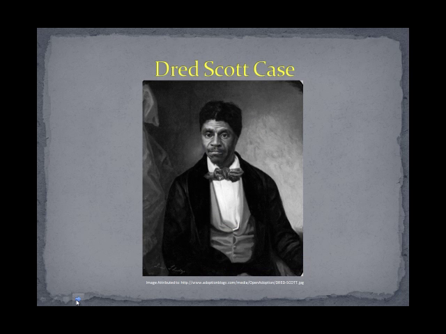Dred Scott was a slave whose owner took him to the free state of Illinois and Wisconsin, and then returned home to Missouri. Missouri was considered a slave state. Scott believed that he should be a free man because he had lived in a free state, and therefore he filed a lawsuit. The lawsuit went all the way to the Supreme Court, where it was ruled that because Scott was a slave, he was not considered a citizen and therefore could not sue. This case further contributed to the tension between the northern and southern states.